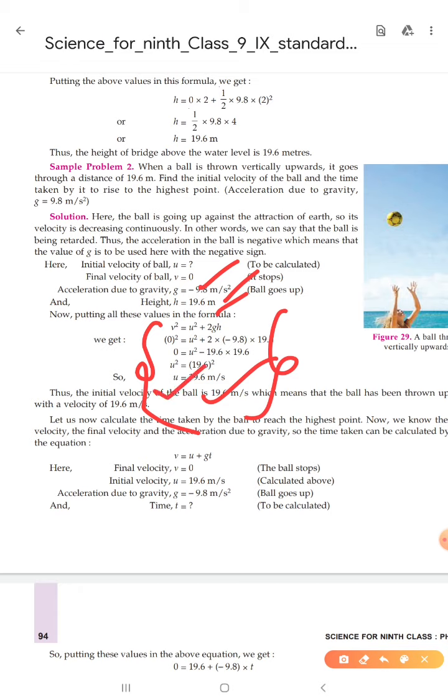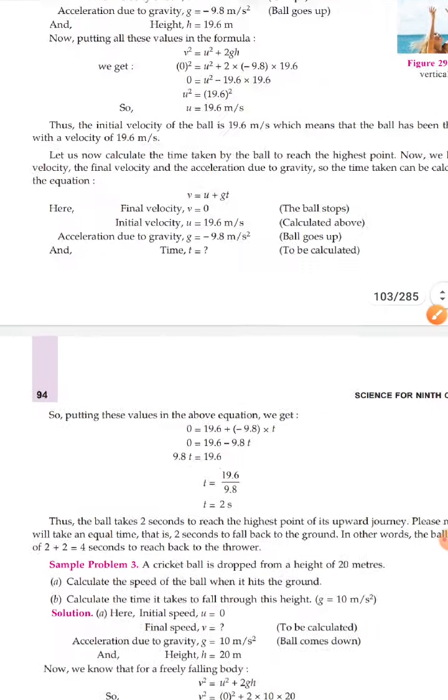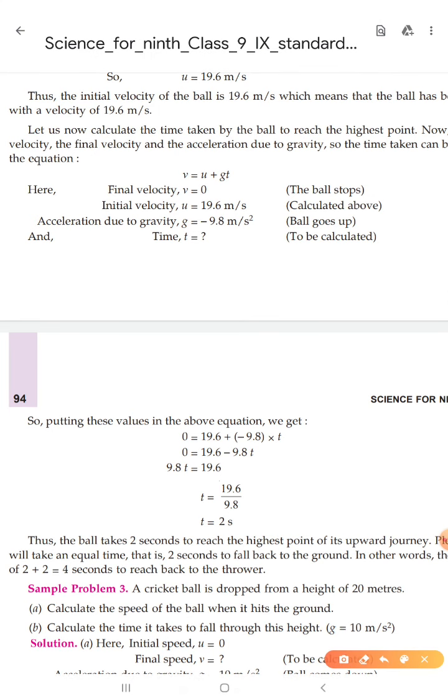And we have to find out the time also. Now we have initial velocity, we have final velocity, we have acceleration, we have distance. We can use the first equation of motion, v equal to u plus gt, and we will put all the given values here, and we already put it here, you can see. v equal to 0, u is 19.6, g is minus. After solving this one we get our answer, which is 2 seconds. So this is the answer of this question.